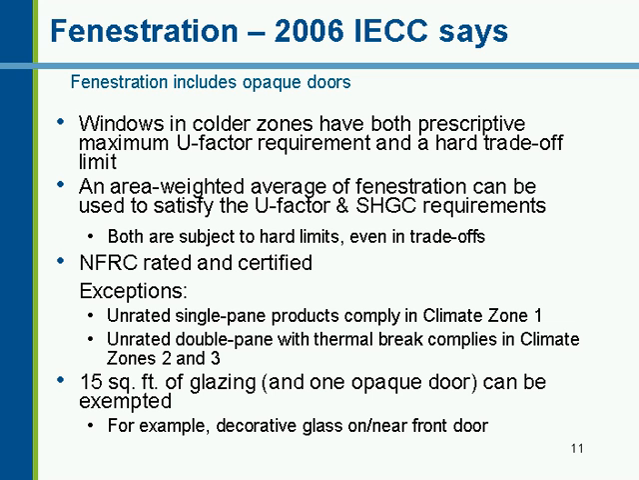In your colder climates, you have both a prescriptive maximum U factor and there are hard limits, so to speak. The code allows an area weighted average for your fenestration, meaning there's a U factor and solar heat gain requirement. You can take an area weighted average, but both of those, depending on your climate zone, are subject to hard limits even in the trade-off approach. So they cannot be traded off past this hard limit, and we'll discuss those.